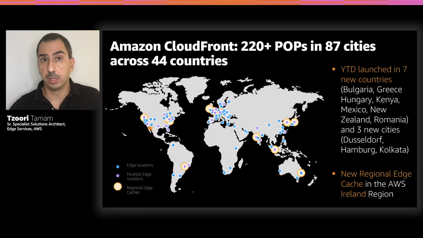Currently, we have a little over 220 edge locations spread out globally. Over the last 24 months, we doubled the number of edge locations, together with 12 regional edge caches. Most recently, we've added a new regional edge cache in Ireland, providing us with one extra regional edge cache in Europe.